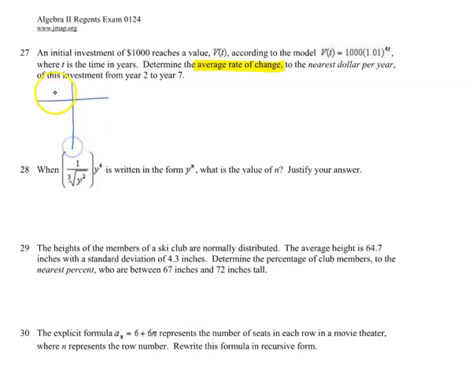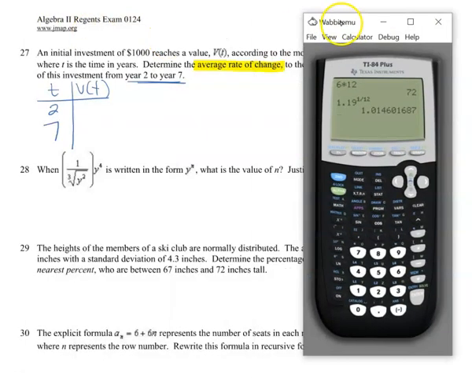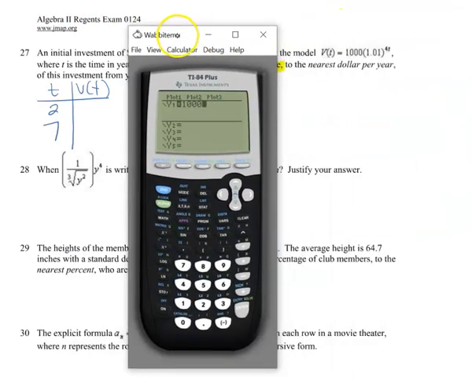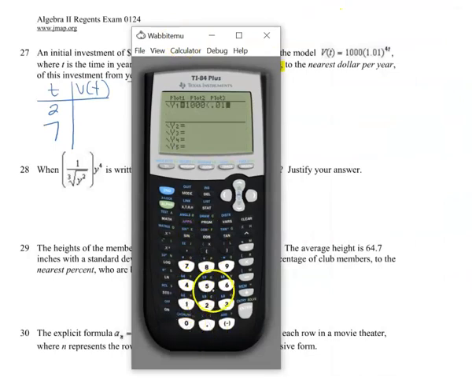So we got t, we've got v of t, aka your x's and y's. They're telling you the interval is from 2 to 7. So ultimately, we need to figure out these values and then do the slope. Now, this is where I like to just utilize my technology to help me out. I'm going to type in 1,000 times 1.01 raised to the 4t or 4x. And then I can go to my table of values and just look and see what those values are.